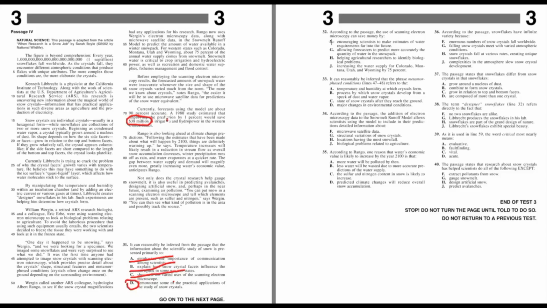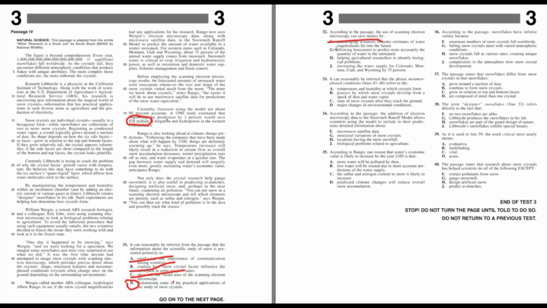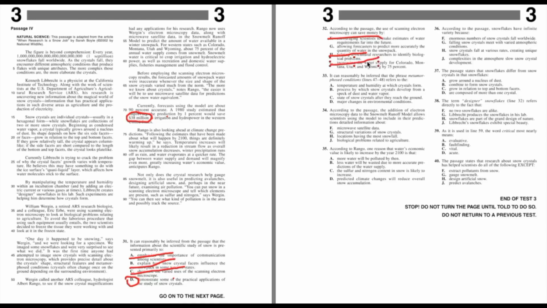Now going back to our answers, F, encouraging scientists to make estimates. The scanning electron microscopy doesn't necessarily encourage scientists. G, allowing forecasters to predict more accurately the quantity of water. That is what we're looking for. However, just to be sure, let's look at H and J. H, helping agricultural researchers identify biological problems. The scanning electron microscopy doesn't do that. J, increasing the water supply for Colorado, Montana, Utah, and Wyoming. The process itself doesn't increase water supply. It just helps make more accurate predictions. So not J as well, which leaves our answer to be G.